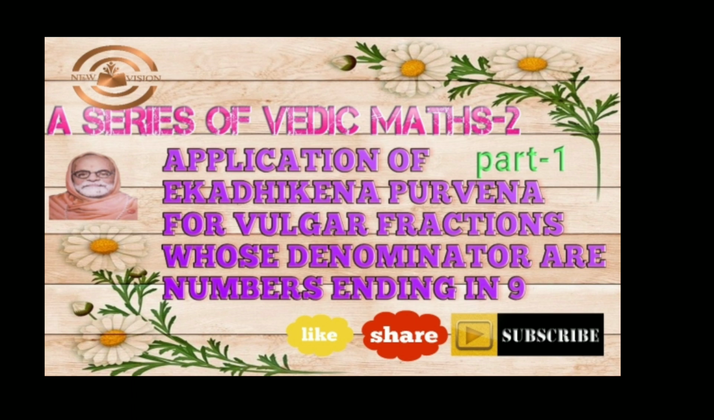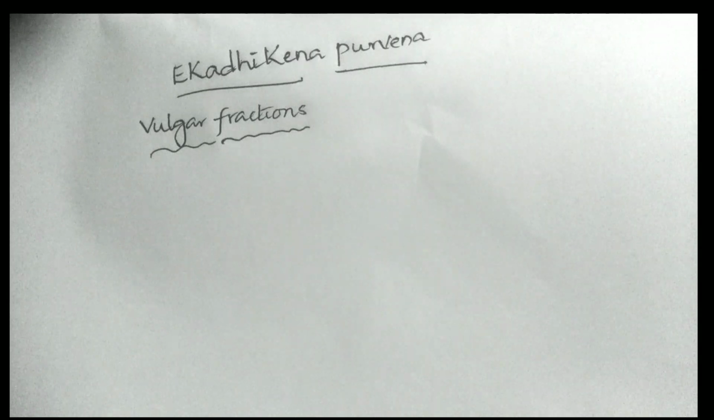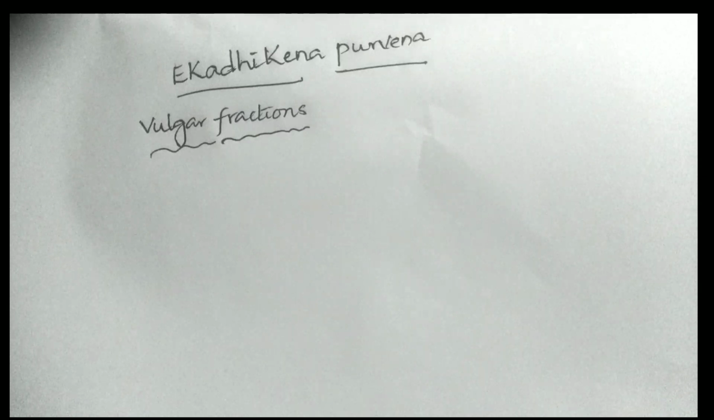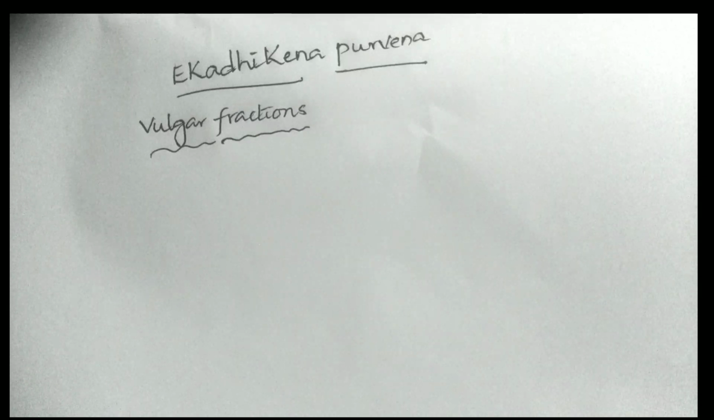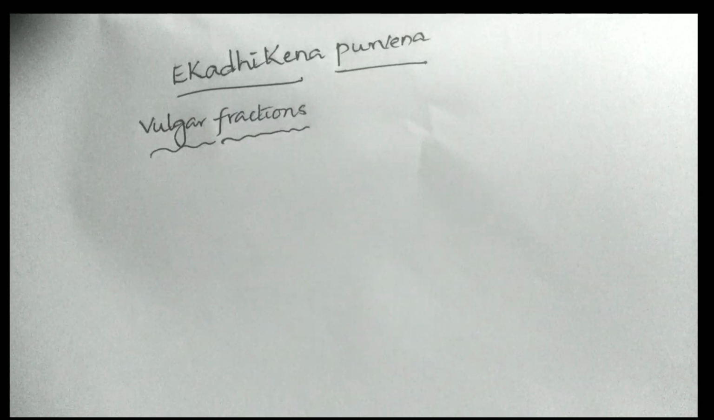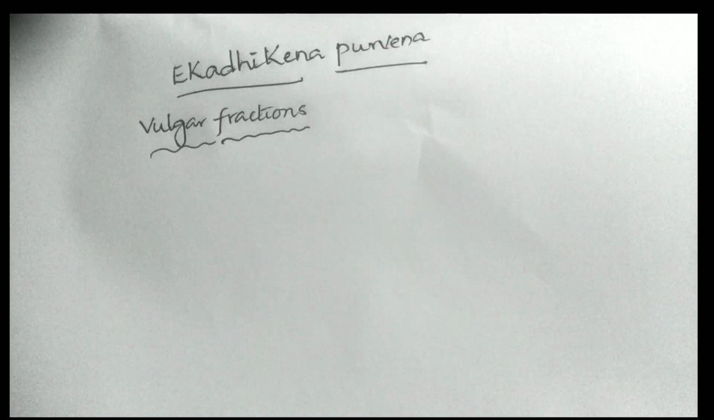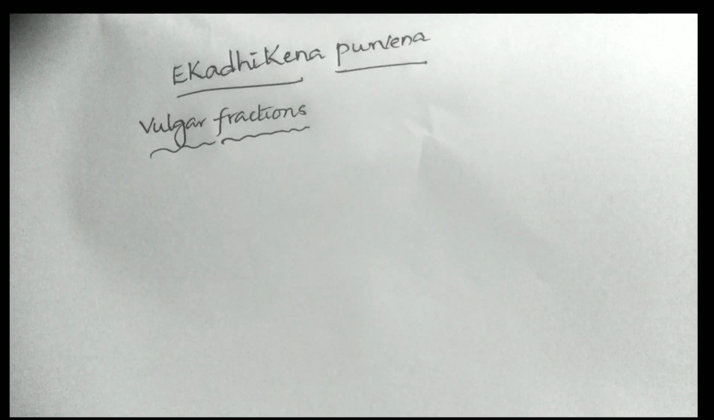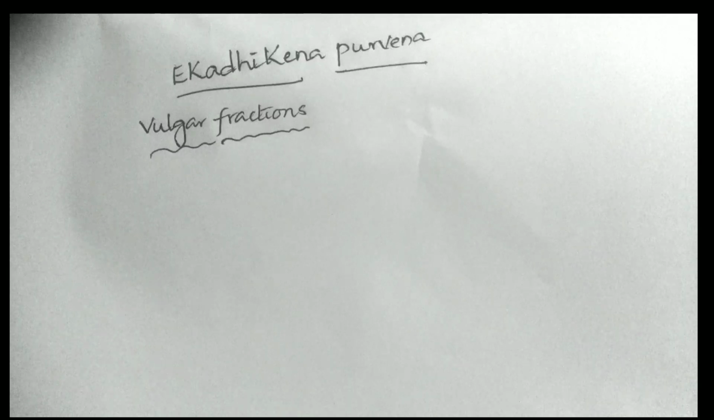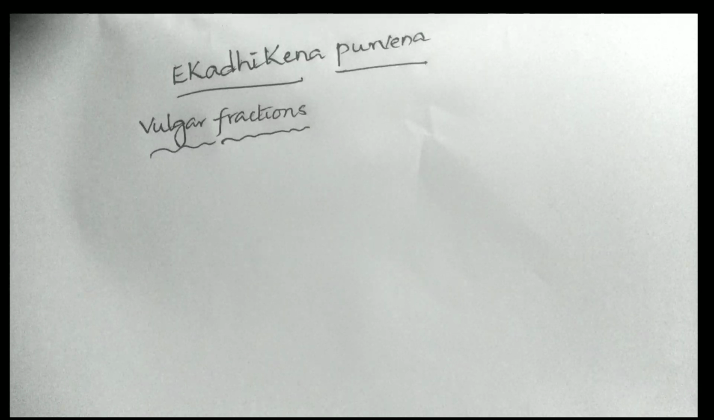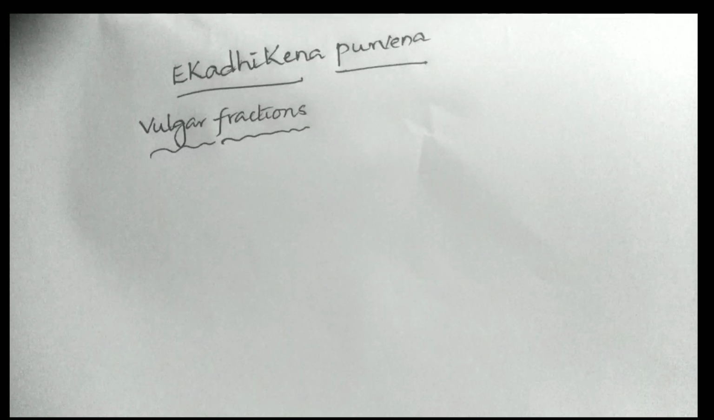Today's topic is another application of Ekadhikena Purvena in the case of vulgar fractions. Any vulgar fraction of the form 1 upon a9, that is, any vulgar fraction whose denominator is a number ending in 9, is easily converted into a recurring decimal in seconds by using Ekadhikena Purvena.